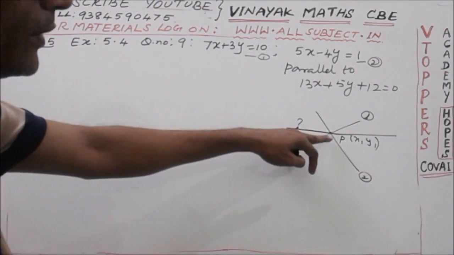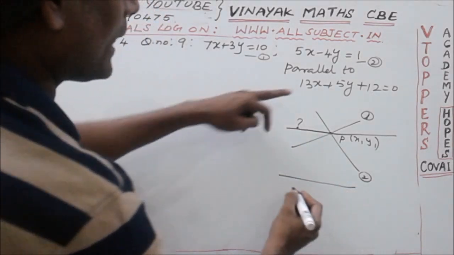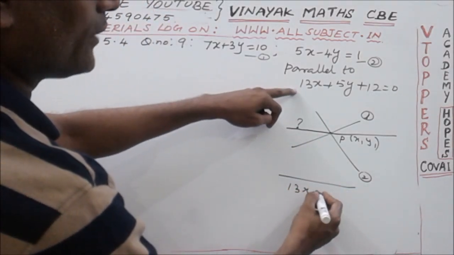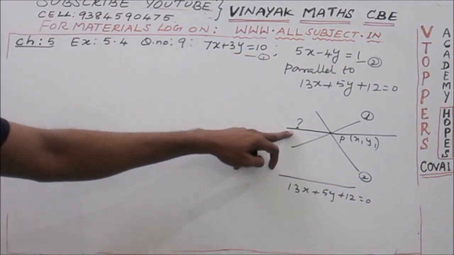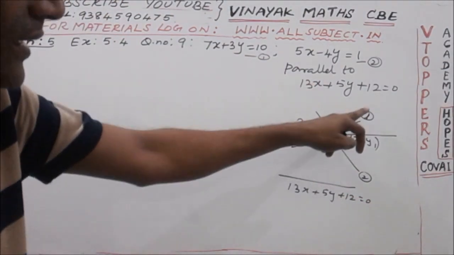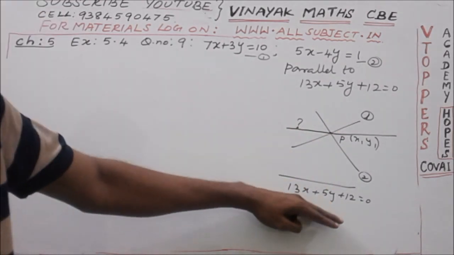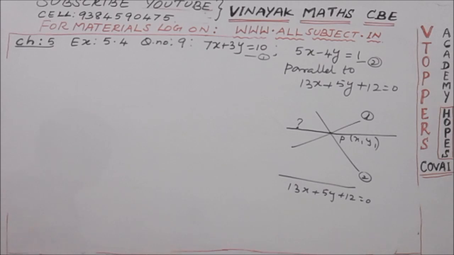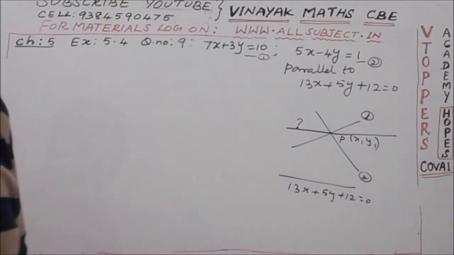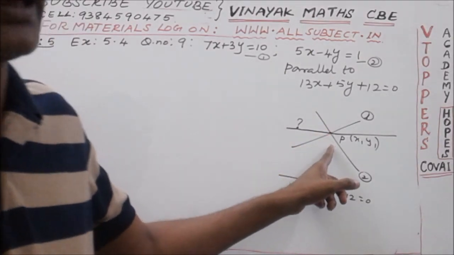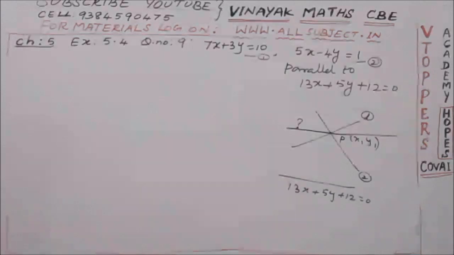It passes through the point of intersection of these two lines and is also parallel to one line, that is 13x plus 5y plus 12 equal to 0. Our required line passes through the intersection of these two lines and is parallel to the line 13x plus 5y plus 12 equal to 0. So we should find such a line. First of all we should find the intersection point, then we can calculate the remaining. How to find the intersection of two lines?